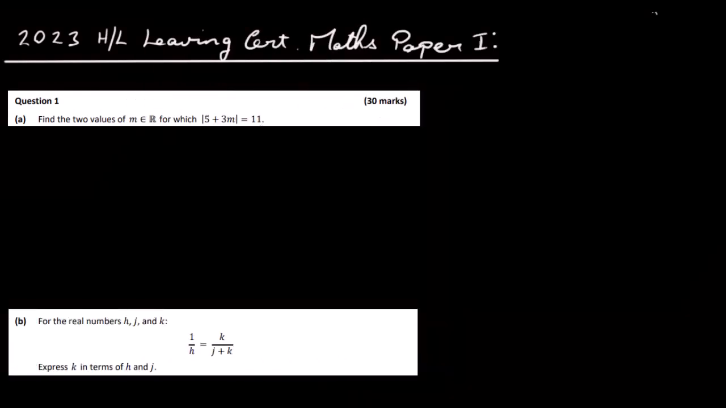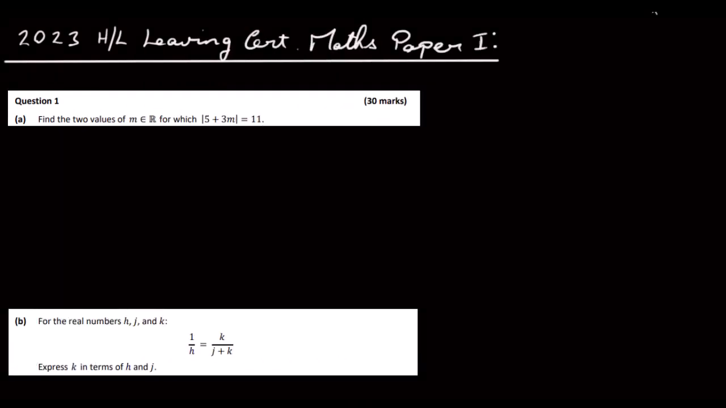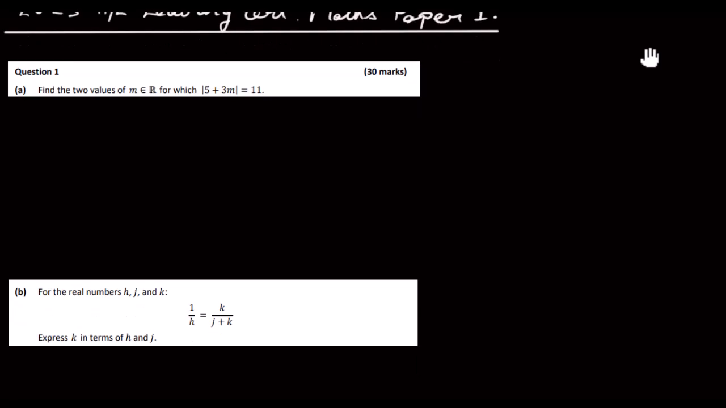Okay, so this is the 2023 Higher Level Leaving Cert Maths Paper 1, question 1. So let's see, we have part A here, and it says find the two values of m which are real, for which the modulus of 5 plus 3m is equal to 11. Okay, so there are a couple of ways of doing this, so let's have a look at maybe both ways.